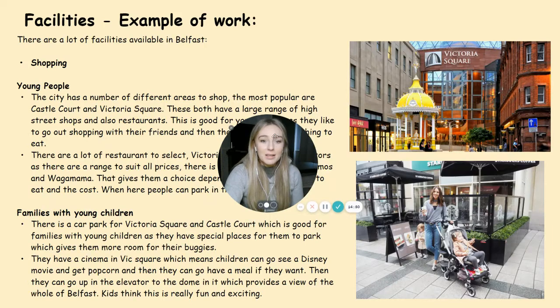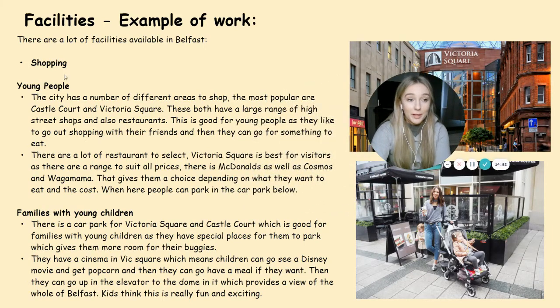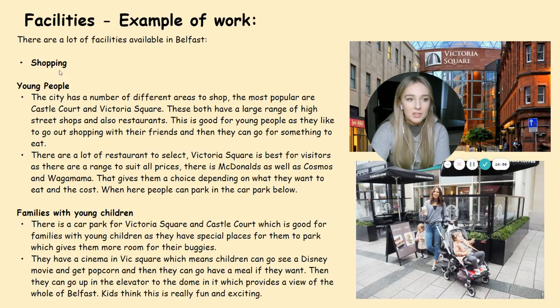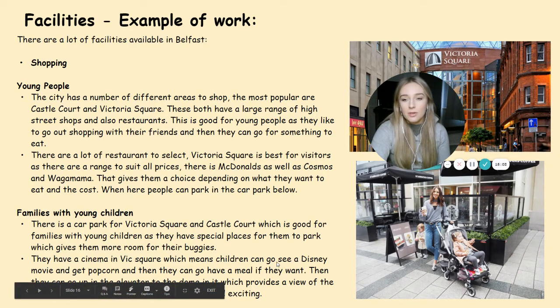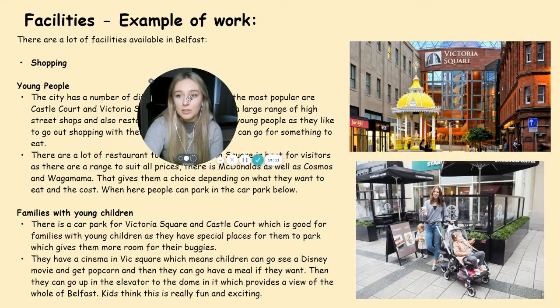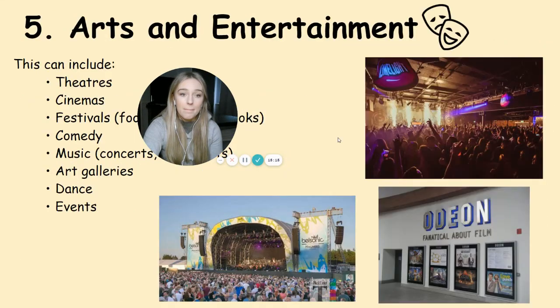In my example of work, I've chosen shopping. I've only done one facility, so I would need to have done another one as well. I've done shopping for young people and for families with young children. You can read through that to get an idea as to the sort of information that you need to include. But that's basically saying why that appeals to young people and why it appeals to families with young children. And I've stuck in a couple of pictures as well that are relevant to that.